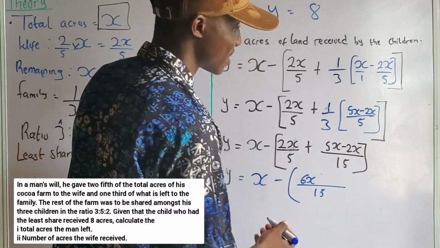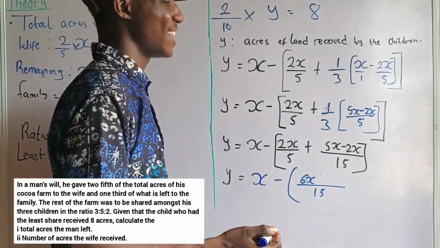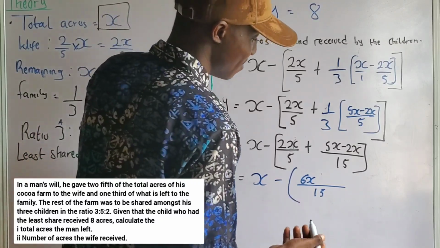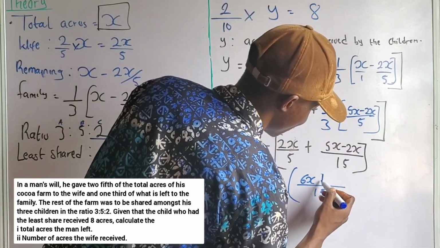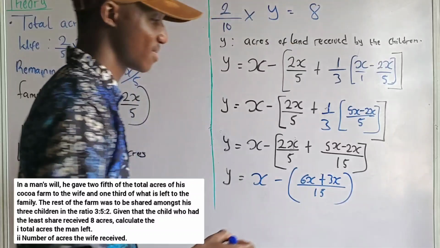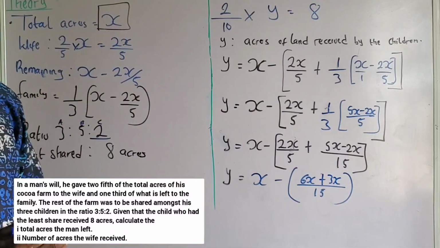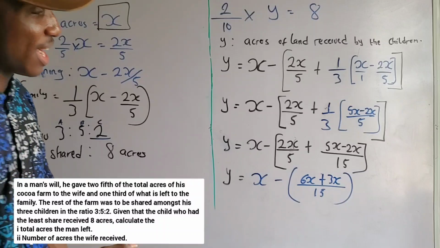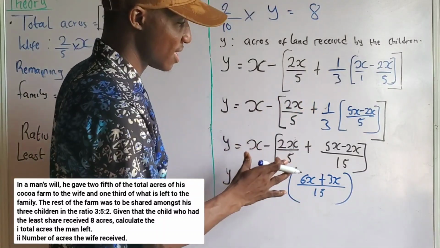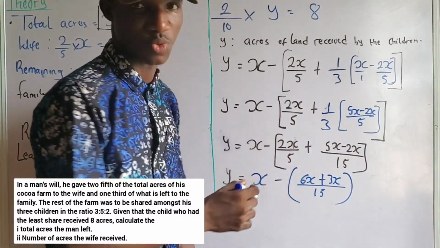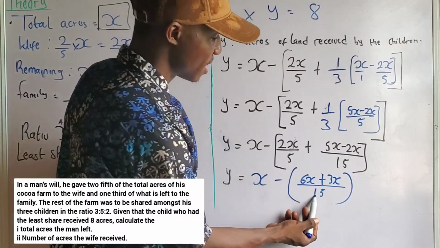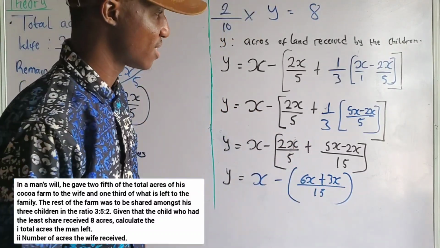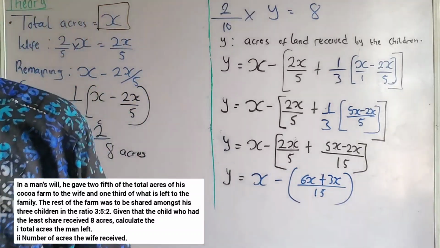Well, listen, 5x minus 2x is 3x, right? So it's still the same. So let's put 6x plus 3x. Please, do you understand what I'm doing? It's simple, okay? I'm just simplifying what I have here. 5x minus 2x is 3x, right? 15 divided by 15 is 1. 1 times 3x will give us 3x. Do you understand? Okay, so I've not done anything, I'm just simplifying.